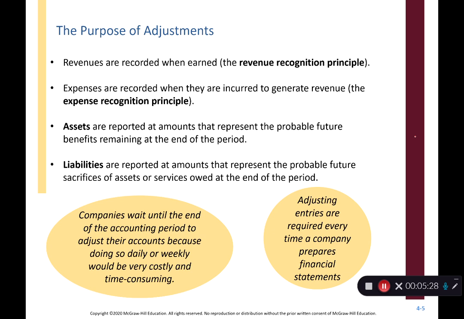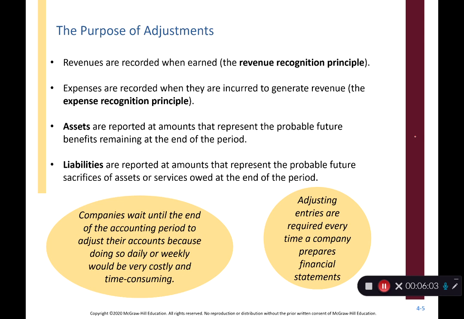So what are the purposes of adjustments? Well, I've already alluded to this, but to go over it in more detail, revenues are recorded when earned according to the revenue recognition principle, and expenses are recorded when used, which is what the expense recognition or matching principle states. Assets are reported at amounts that represent future benefits. Liabilities are future detriments or sacrifices of assets and services. So companies wait till the end of the accounting period to adjust their accounts, because doing so daily or weekly would be very costly and time-consuming.